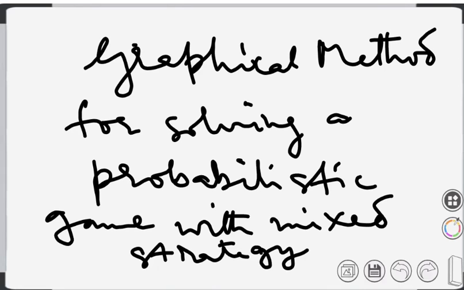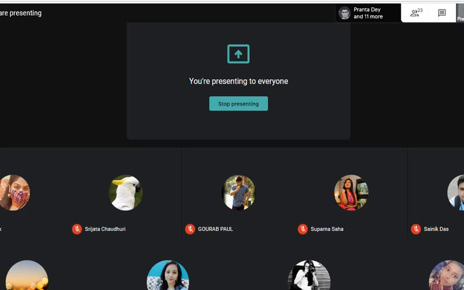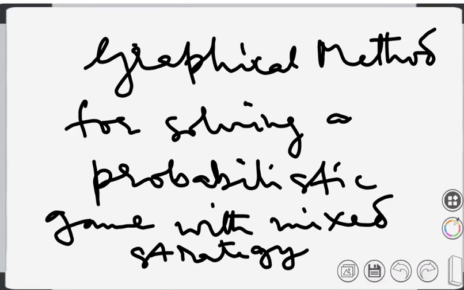In the last class we did a game with a 2 cross 2 rectangular matrix, and we checked that the game did not have a saddle point, so it was a mixed strategy game. We saw how to solve a 2 cross 2 mixed strategy game with the algebraic method. Okay, that's what we did.